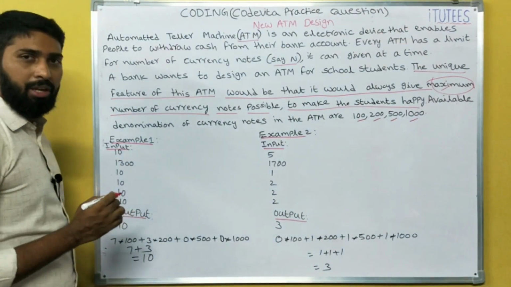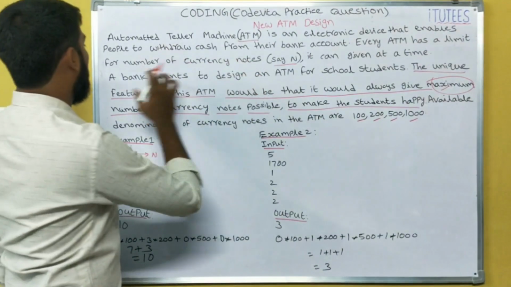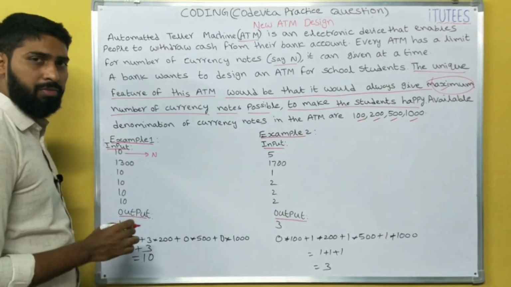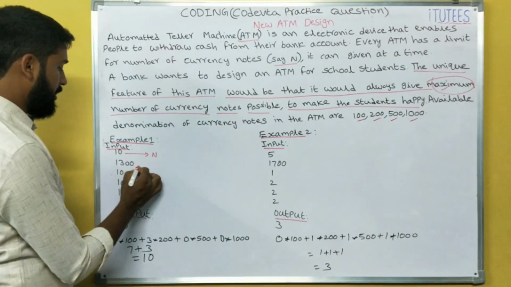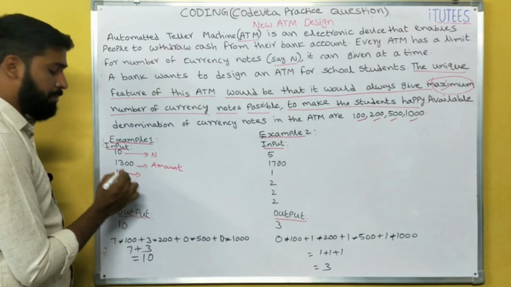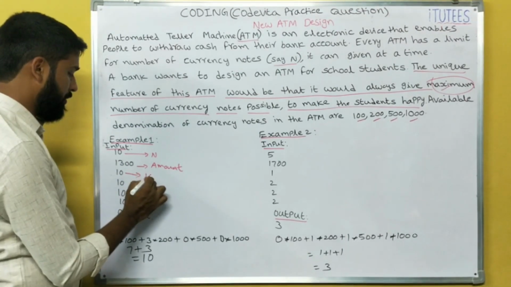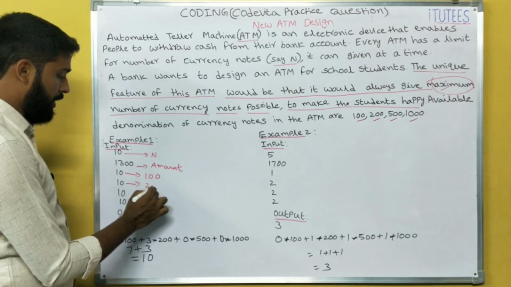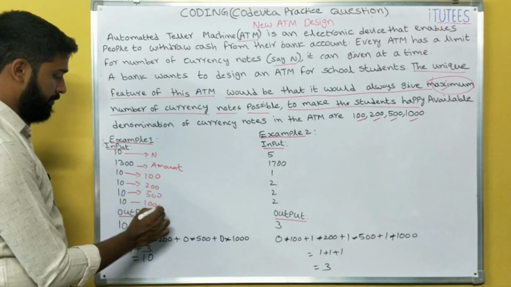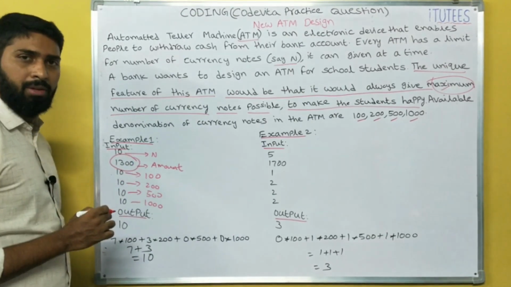So this is the input they are giving. 10 is the N, the limit for the number of currency notes. They can withdraw 10 currency notes. Next, this is the amount they are going to withdraw. 10 is the availability of 100 notes, that means ten 100 notes are available in the ATM machine. This is about 200 notes, this is about 500, and this is about 1000. Now we are going to withdraw an amount of 1300 from the ATM.